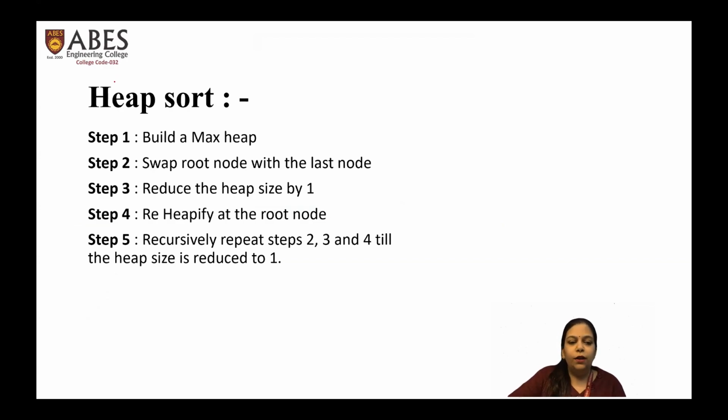Now, coming on to the heap sort algorithm, the various steps of heap sort includes building a max heap out of a binary tree. Then we have to swap the root node with the last node. Then we have to reduce the heap size by 1 and reheapify the root node. And recursively, the step number 2, 3, and 4 will be executed till the heap size is reduced to 1. Now, in order to have a better understanding of how the heap sort algorithm works, let us take an example.